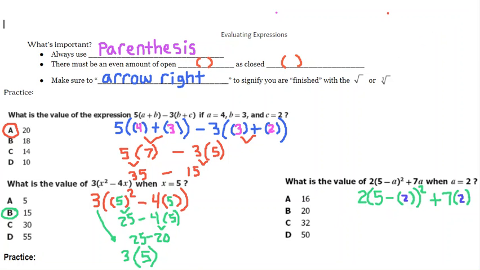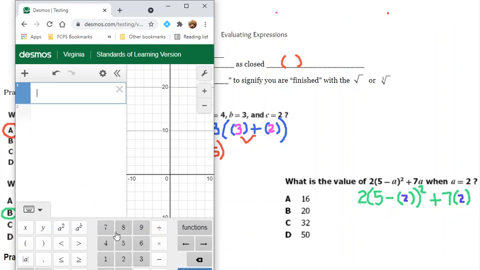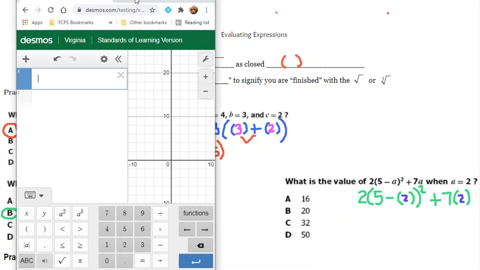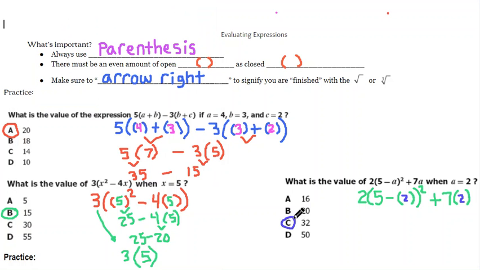All right, so since we know Desmos can do this for us, let's plug it into Desmos and see what we get. All right, so 2, open parentheses, 5 minus parentheses, 2, close, and then close it out, and squared, and then plus 7 parentheses 2, and I get 32, which is my answer right here, C. So Desmos does a great job of doing this, but you have to make sure you substitute it in correctly and substitute it in with parentheses.